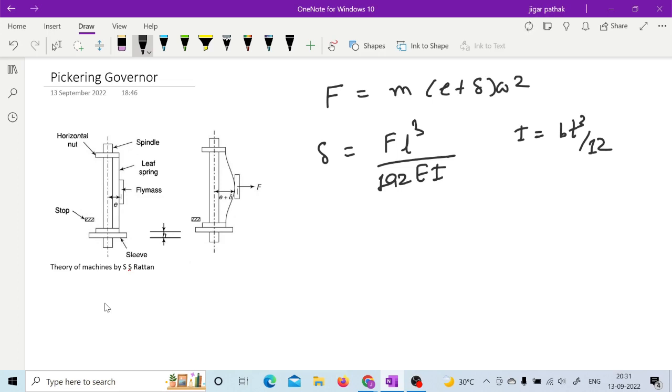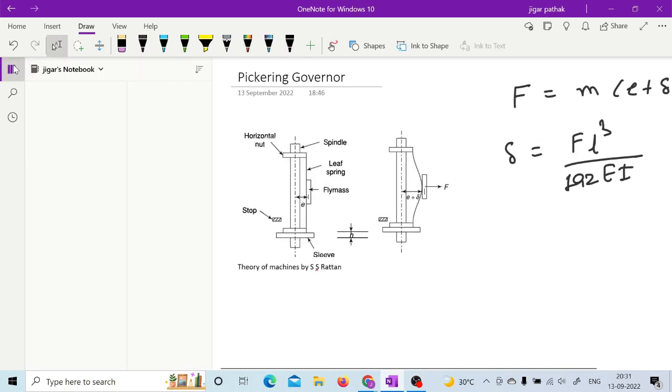Sir, it's 48 EI, I think. You may have a different case, whatever we are considering. In that case, actually this deflection is WL cube upon, or FL cube upon 192 EI, and this kind of governor is generally used in gramophones and all, right? Pickering governor.